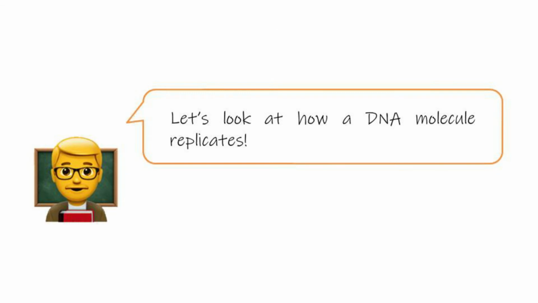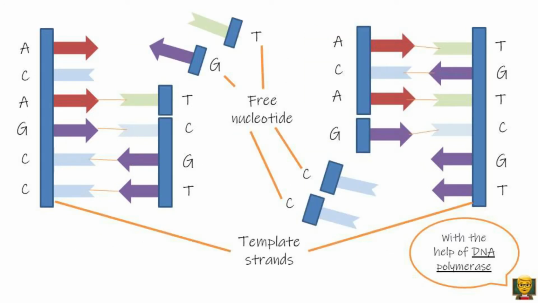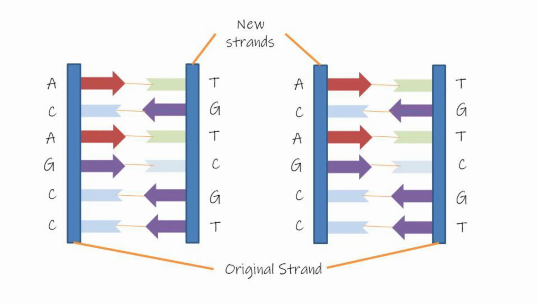Let's look at how a DNA molecule replicates. As the helical structure of DNA is held together by many weak hydrogen bonds between bases, the hydrogen bonds first break and the two strands separate, with each strand acting as a template to synthesize a new DNA strand. With the help of an enzyme called DNA polymerase, which catalyzes the addition of nucleotides complementary to each template, each molecule has one original strand and one new strand. Two identical DNA molecules are formed.